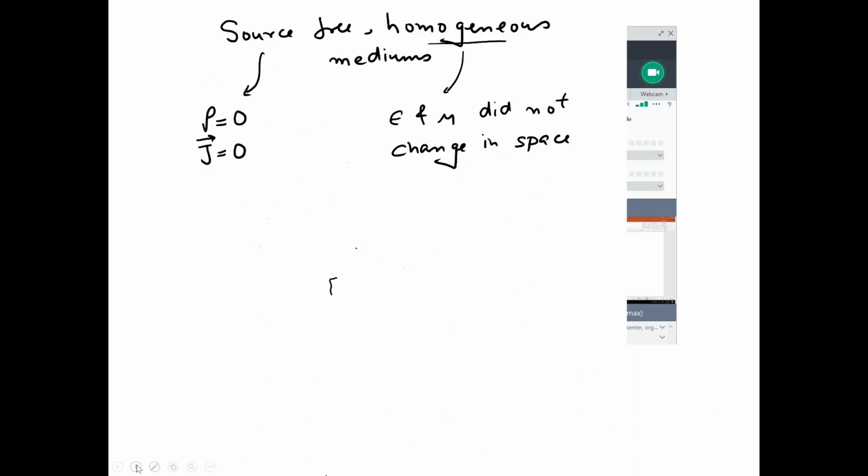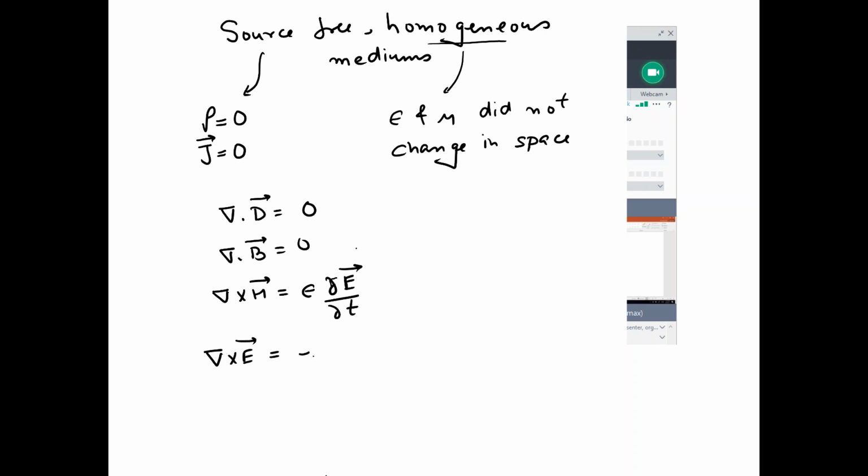These equations had then boiled down to simply del dot D is 0, del dot B is 0, del cross H is epsilon del E by del T, and del cross E is minus mu del H by del T. Just substituting rho is equal to 0 and J is equal to 0, and substituting the fact that D is equal to epsilon E and B is equal to mu H.